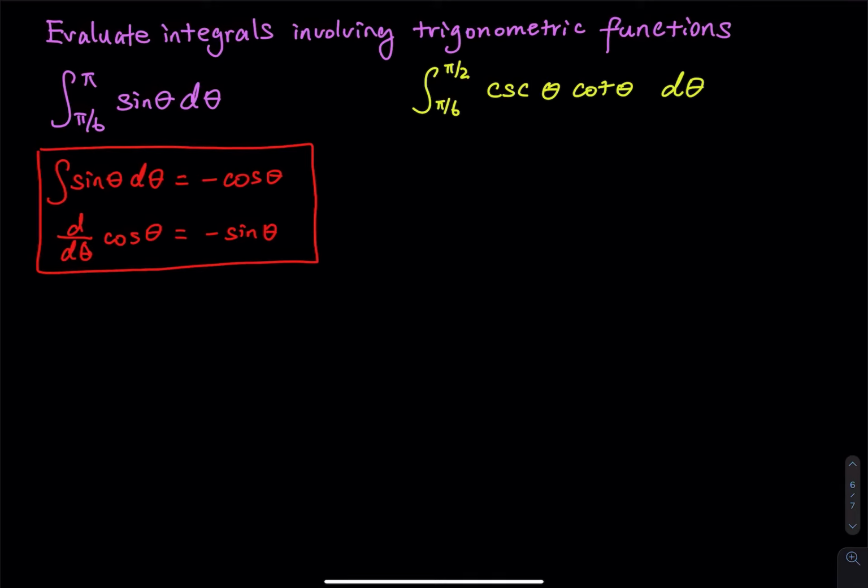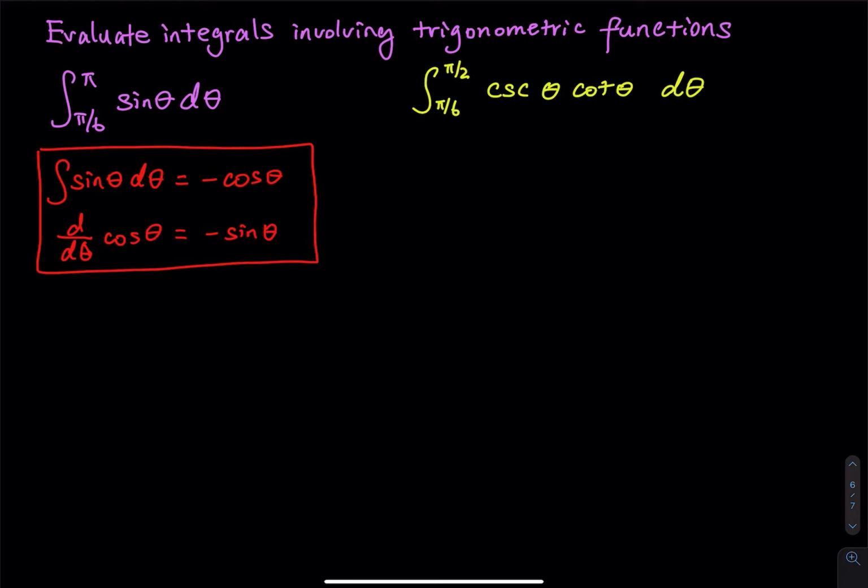Let's evaluate these two integrals because they have trigonometric functions in them. The first one is the integral of sine theta d theta, where theta goes from pi over 6 to pi. The reason I bring this problem to our discussion is, what is the antiderivative of sine?